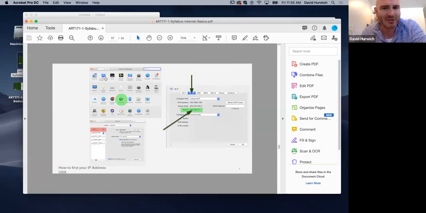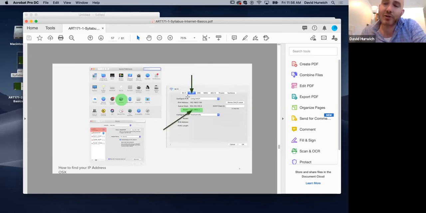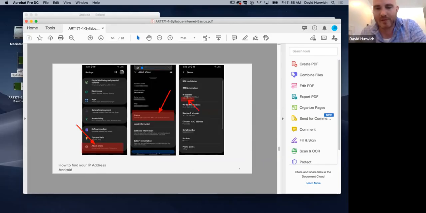You can also do this on things like smartphones, tablets, that sort of thing. How you get access to it depends on the particular device. This is how you might do it on an Android phone: you might go under about phone, status, and there's usually an IP address. So this is the location of your device on the internet. This is how people know where to send files to you, or how, if a computer from another part of the world is trying to send a file to you, they can get access to your computer.